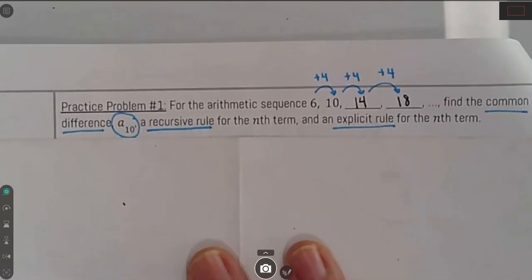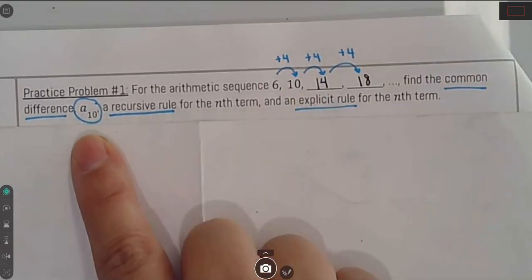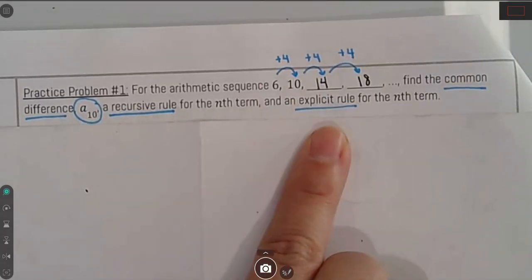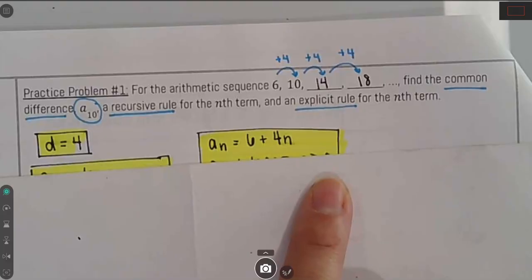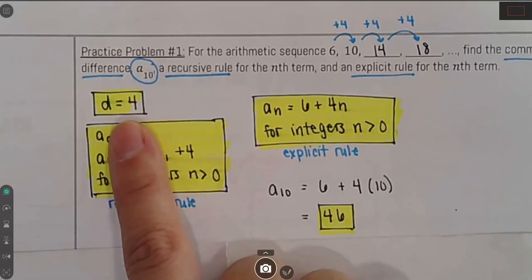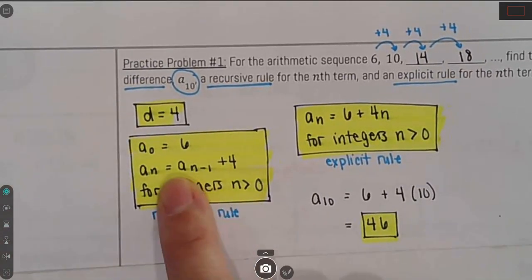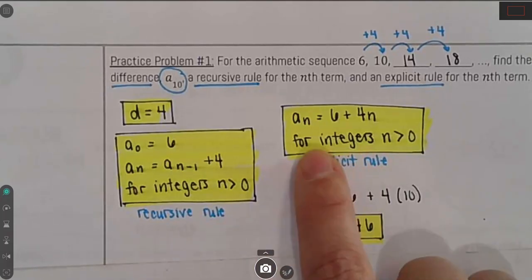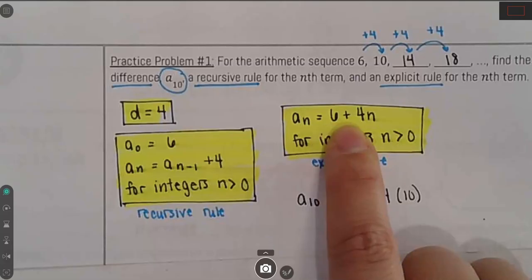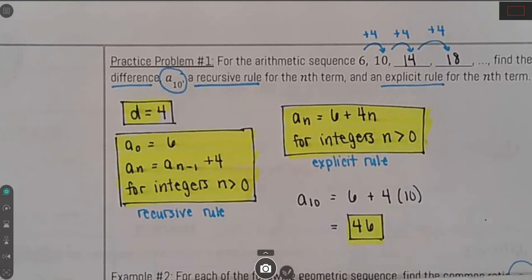All right, practice problem number 1. For the arithmetic sequence 6, 10, 14, 18, find the common difference, a sub 10, a recursive rule for the nth term, and an explicit rule for the nth term. So same thing as last time. It looks like we're adding 4 each time, so the common difference is 4. I didn't rewrite the rules, but if it helps you, you could rewrite the rules over here. The initial term is 6. A sub n is a sub n minus 1 plus 4, because 4 is your common difference. This is the recursive rule. The explicit rule, a sub n equals 6 plus 4n. When you plug in 10, you get 46.